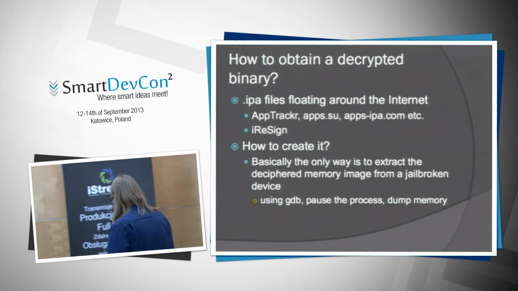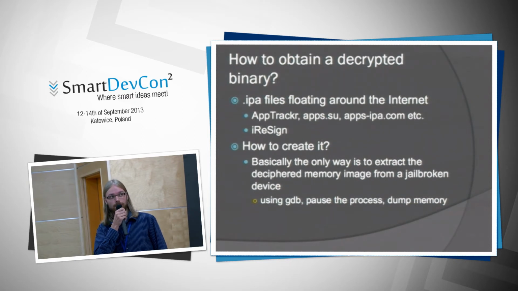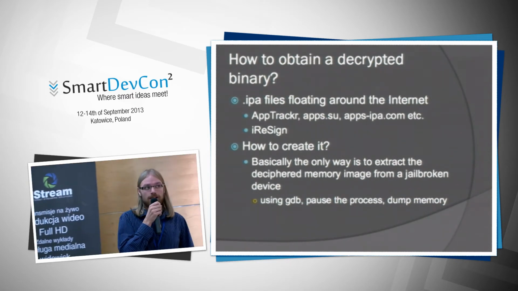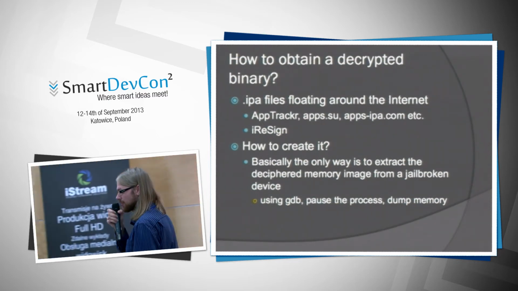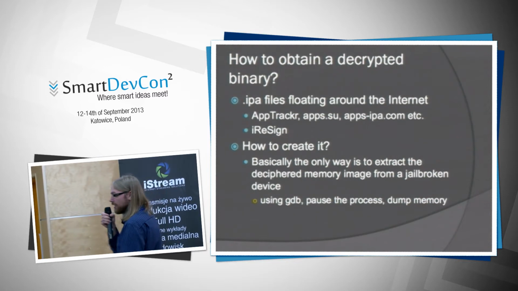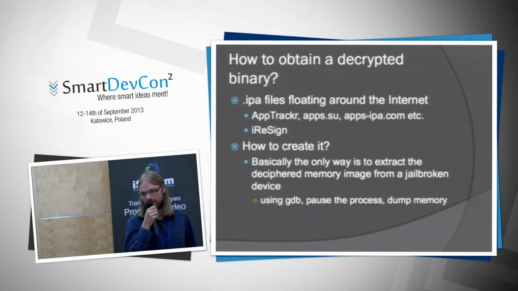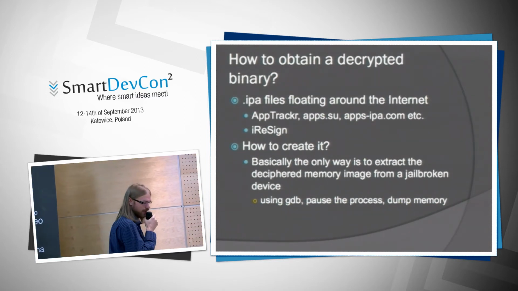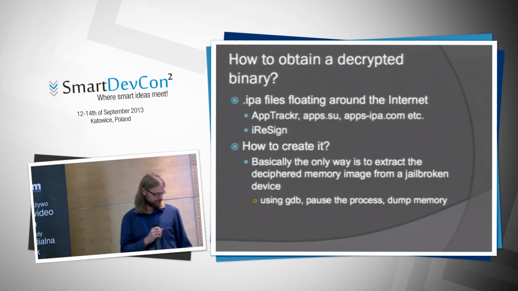Another question is, how do these guys who put the things on the internet create the decrypted binaries? And the answer is that they use jailbroken phones. Then they just run the application and use the standard kernel decryption routines that will decrypt it. Then they will use GDB, pause the process, and dump the memory, which is decrypted. And that's the way they assemble a binary which is decrypted.